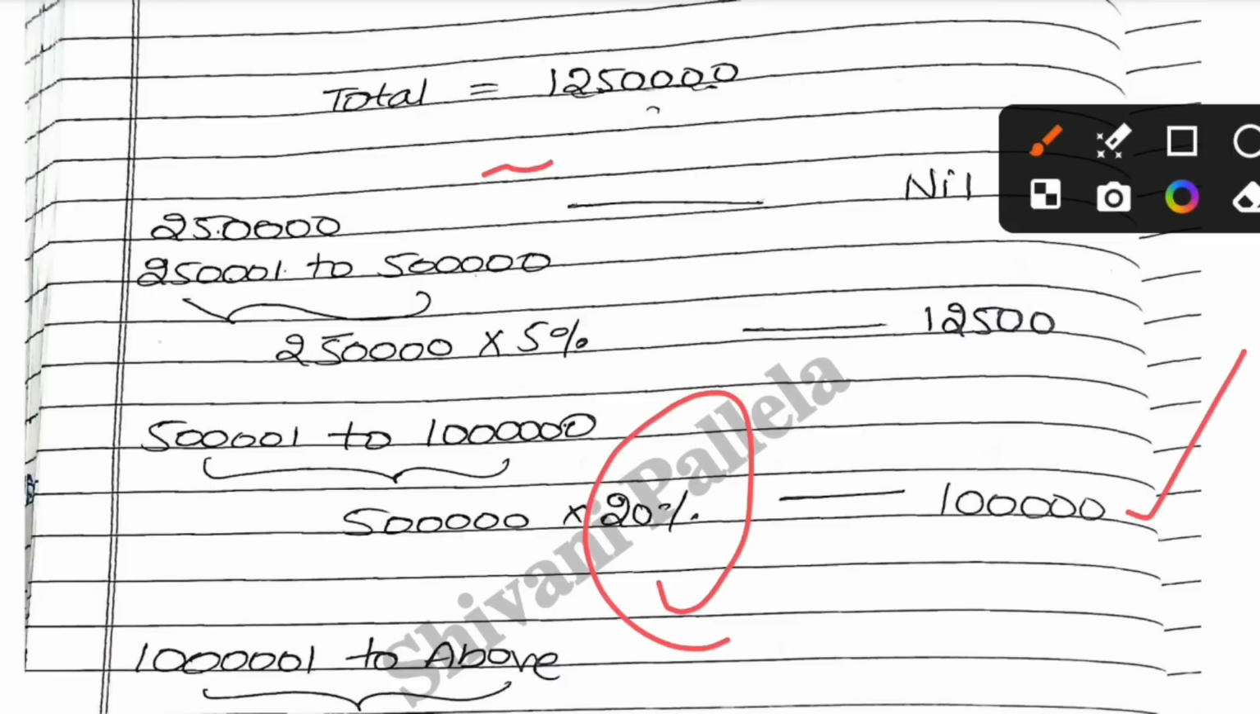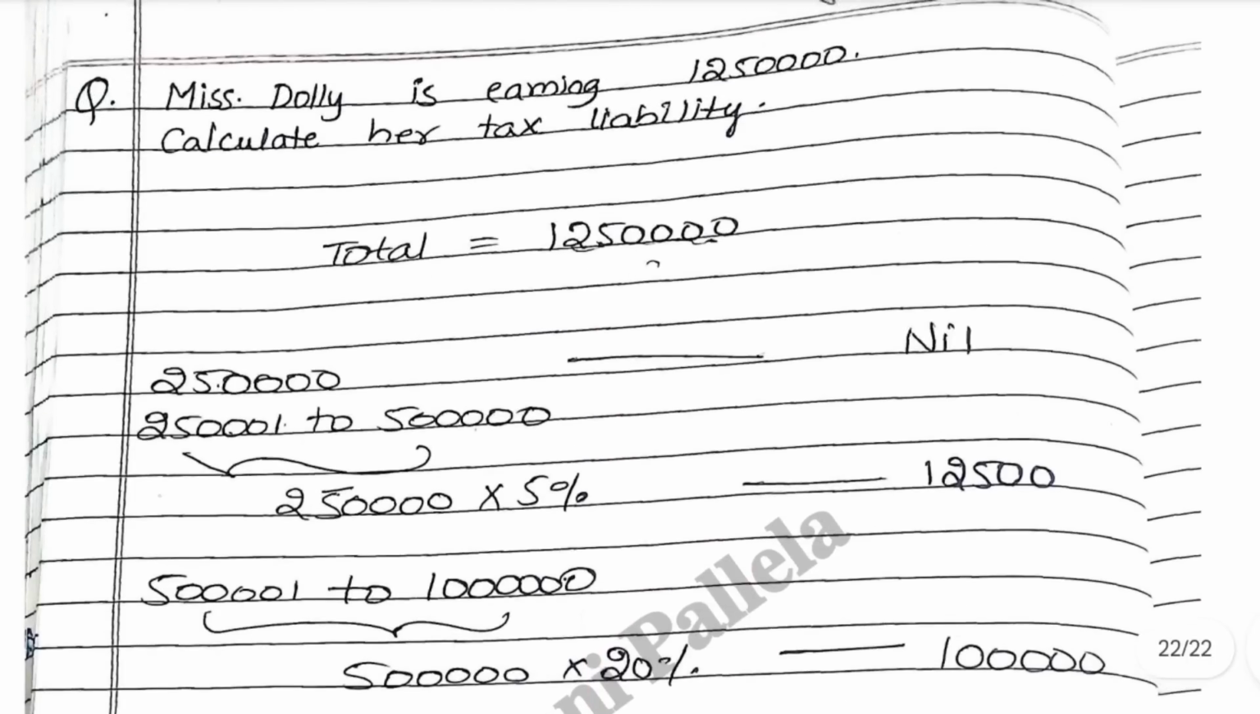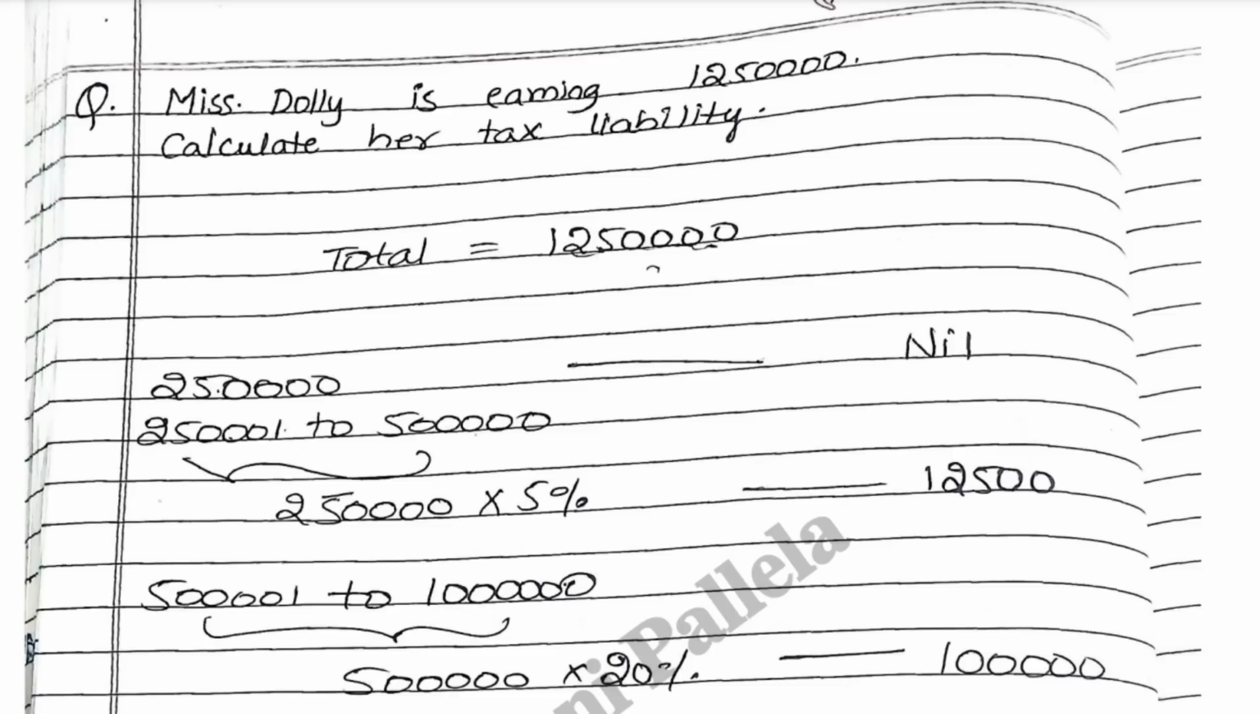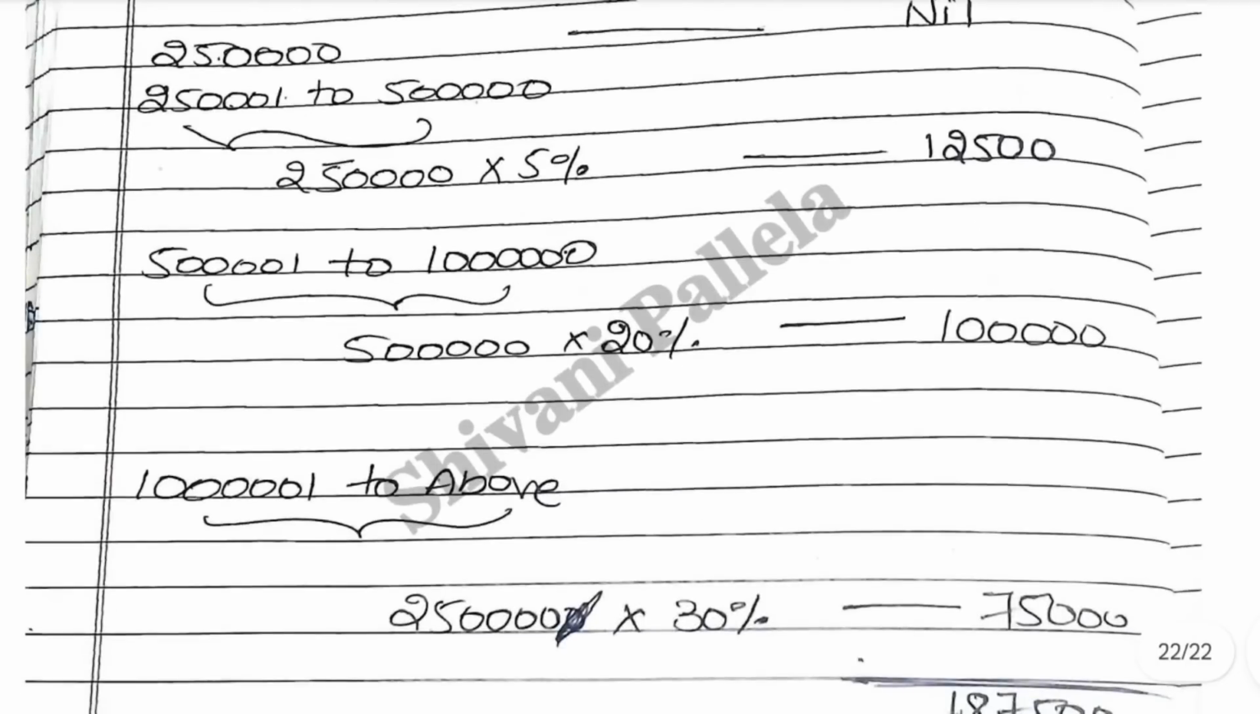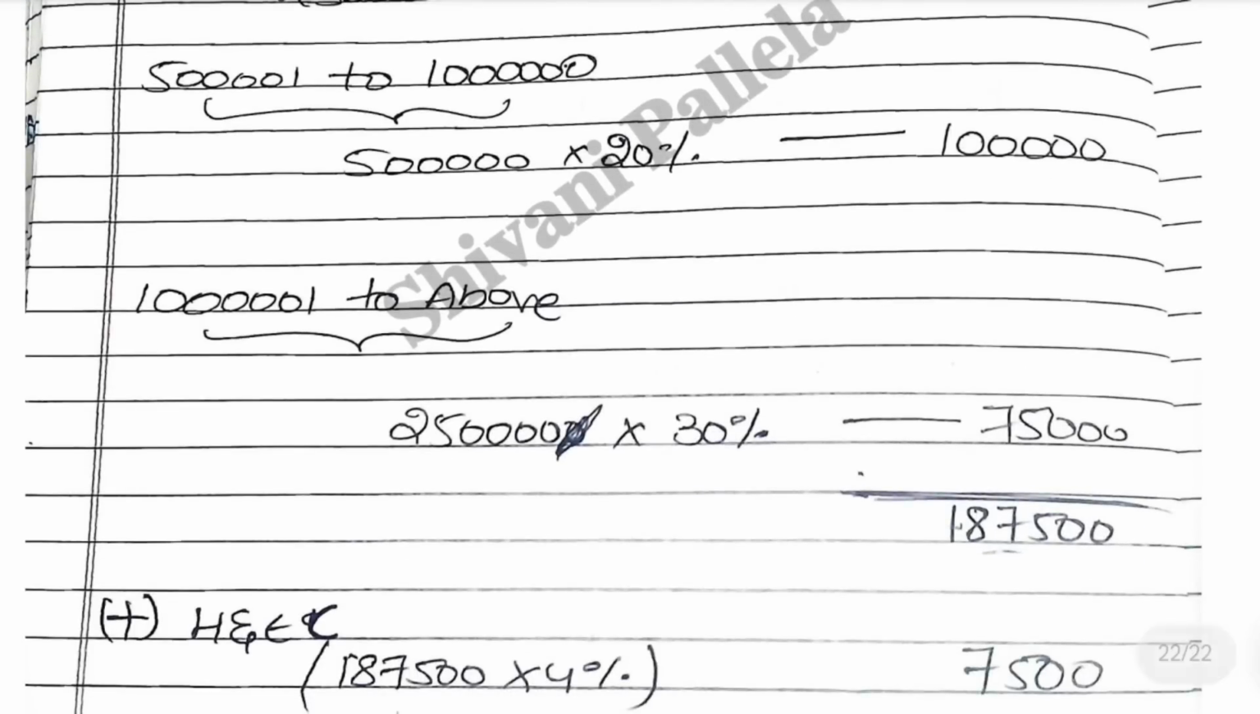So 2,50,000, 2,50,000, 5 lakhs, 5 lakhs, 5 lakhs, 10 lakhs. 10 lakhs is over. Still how much is remaining? Leftover balance is 2,50,000. Up to 10 lakhs is finished. How much extra amount is there? 2,50,000 is there. For that 2,50,000, 30% we need to take because it is above 10 lakhs of her income, no? So 2,50,000 into 30% means 75,000. If you add everything, it is 1,87,500.